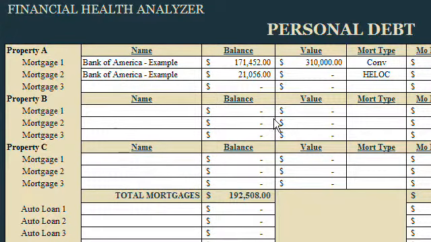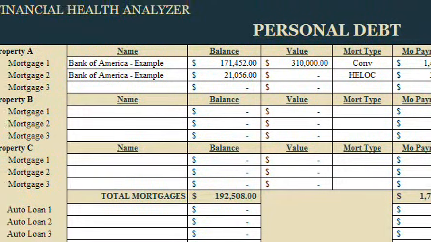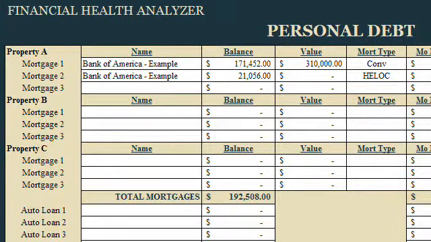The reason why is this calculates what your loan to value is, and it's based on a property. So whatever values you have in here, or balances, and then the value, it'll roll up what your loan to value is. And that's going to be a tool for later tutorials when we show you how you can accelerate getting rid of some of this debt.